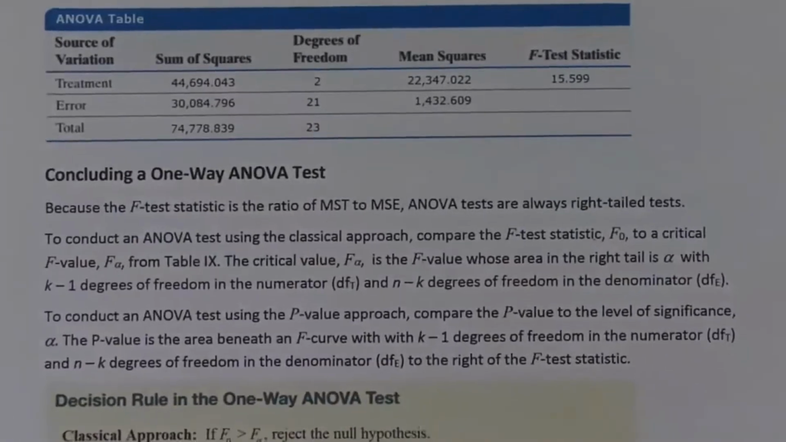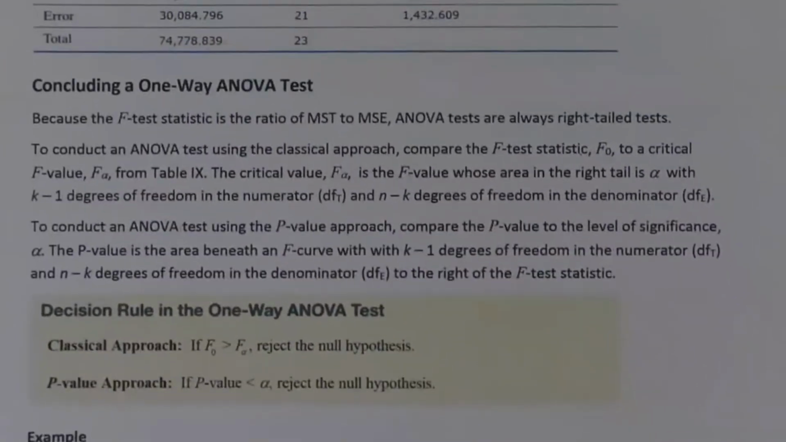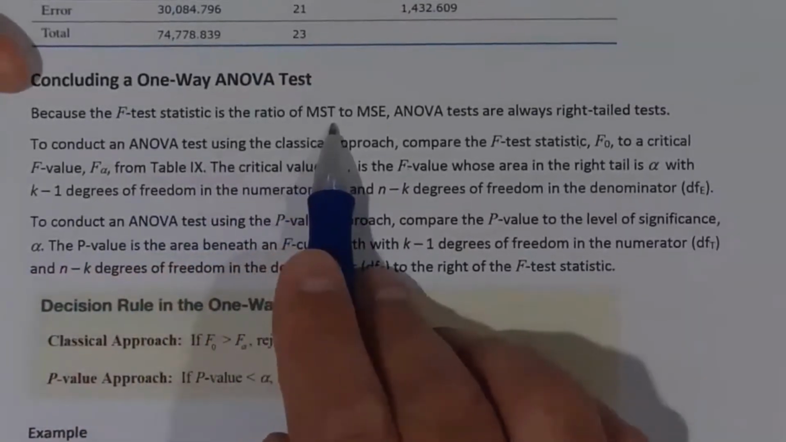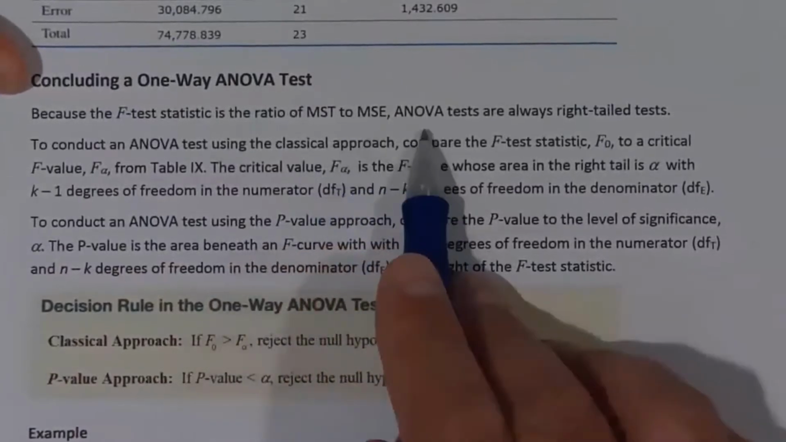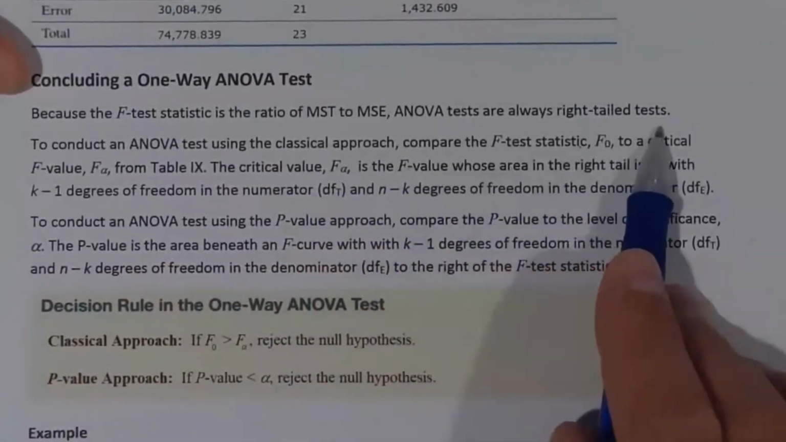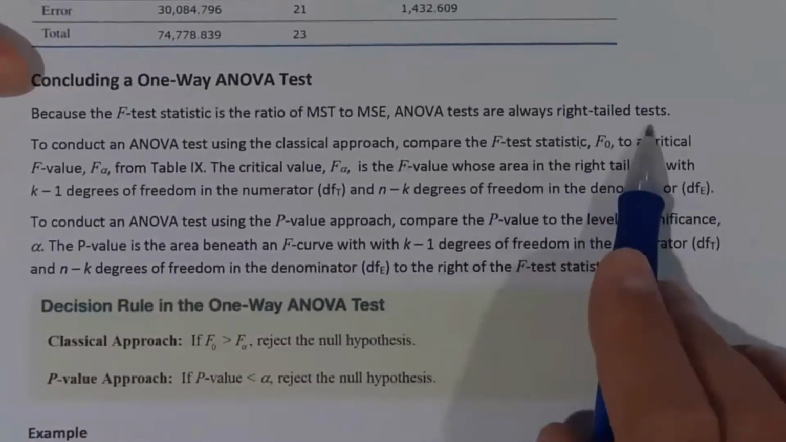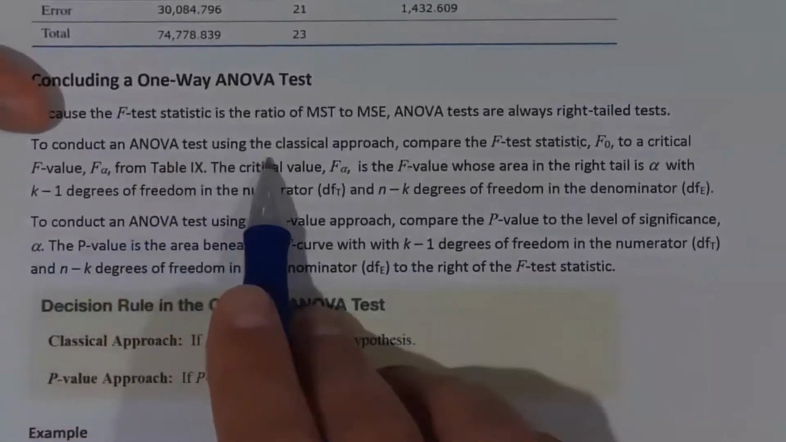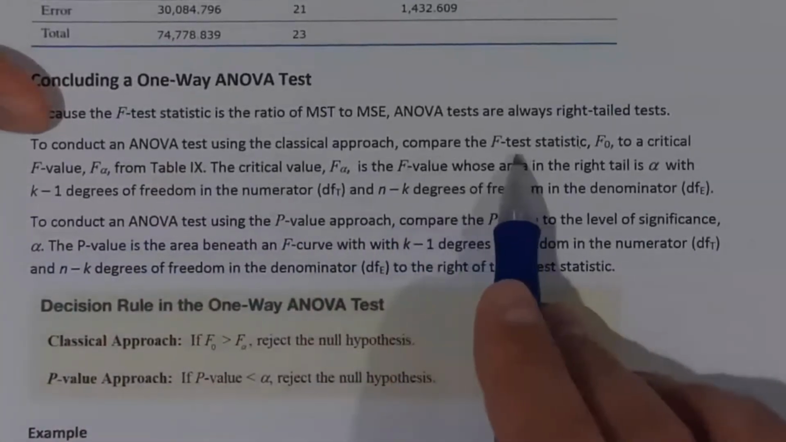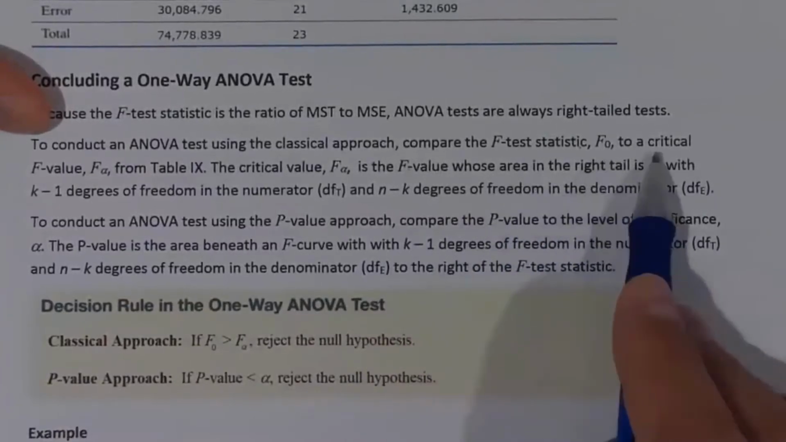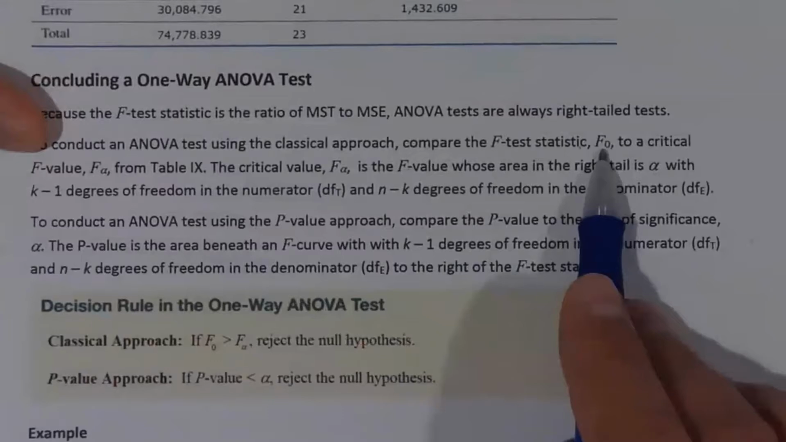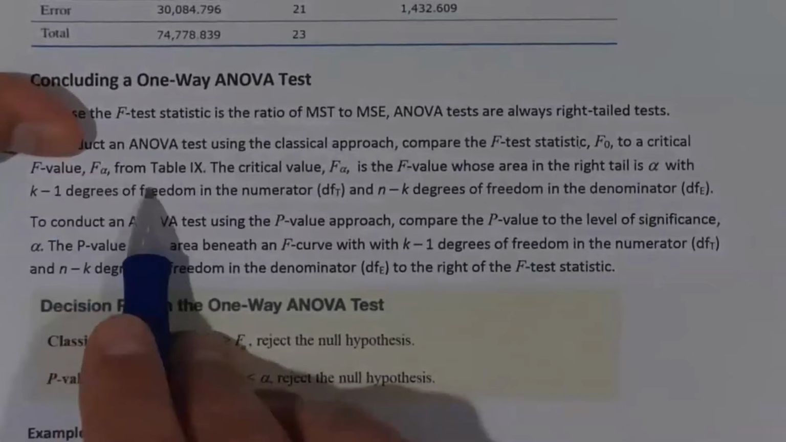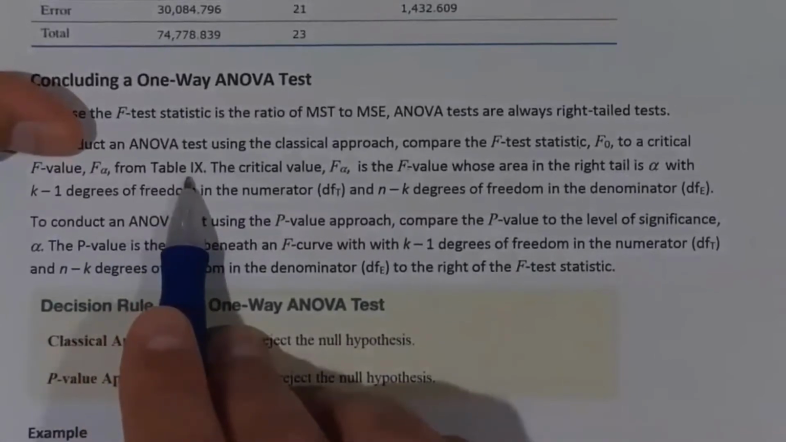Now, concluding a one-way ANOVA test. Because the F-test statistic is the ratio of the mean squares due to treatment to the mean squares due to error, ANOVA tests are always going to be right-tailed tests. So we're always going to have right-tailed tests when we're dealing with an ANOVA test. To conduct an ANOVA test using the classical approach, we're going to compare the F-test statistic, that's F naught that we've calculated, to a critical value, F sub alpha, that we're going to find in table 9.